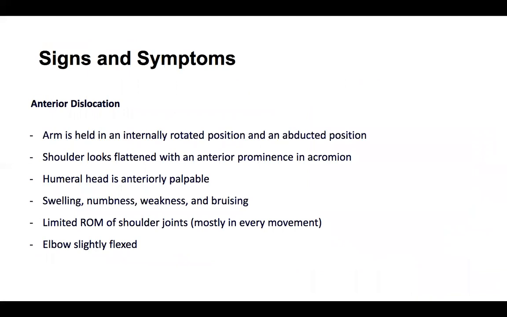Some signs and symptoms of anterior dislocation include the arm being held in an internally rotated and abducted position. The shoulder also looks flattened with an anterior prominence in the acromion, and the humeral head is anteriorly palpable. You can also notice swelling, numbness, weakness, and bruising. There's also limited range of motion in the shoulder joint for mostly every movement, and the elbow is slightly flexed.